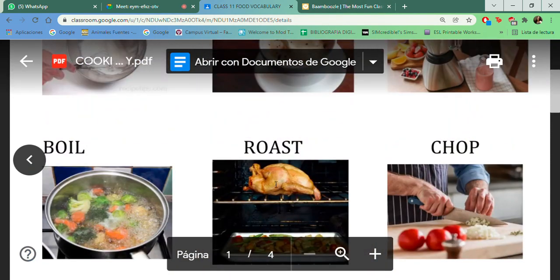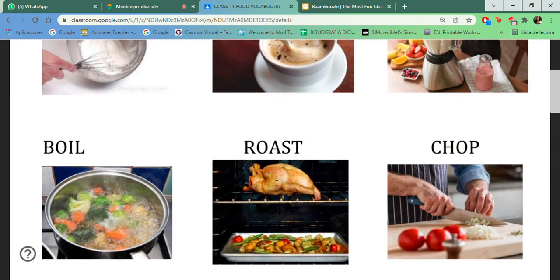Perfect. Then we have other objects like the kettle. Remember, we have, and remember others. We mentioned a lot. The rolling pin. Remember the rolling pin as well.